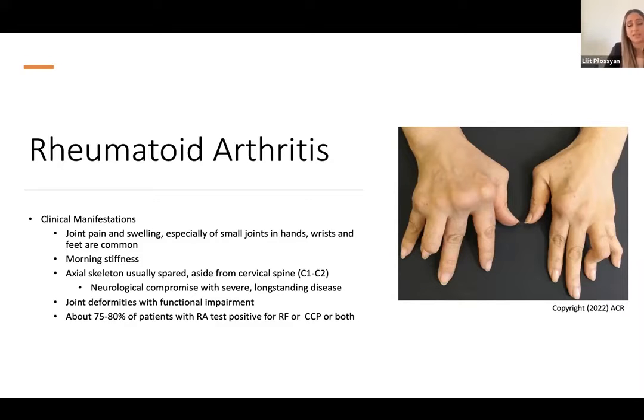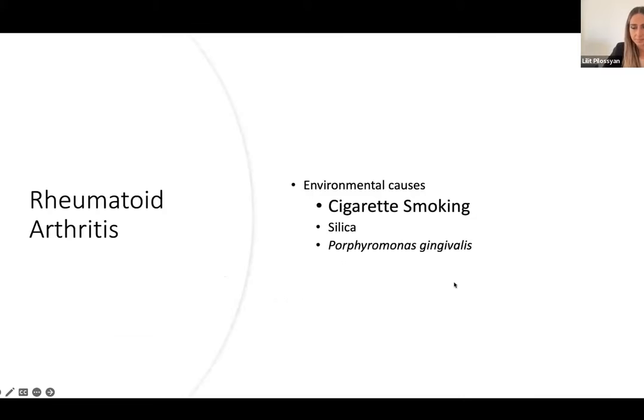And 75 to 80% of patients with RA will test positive for both rheumatoid factor and CCP. So just keep in mind that about 1/4 to 1/3 of patients can actually have a negative RF or CCP or even both. So clinical presentation also really matters. And this image is just a patient with what looks like long-standing untreated disease.